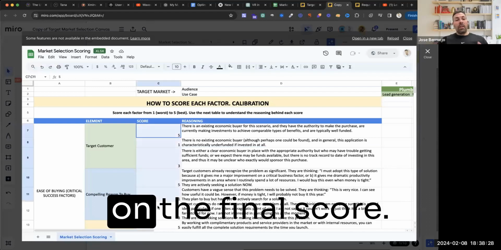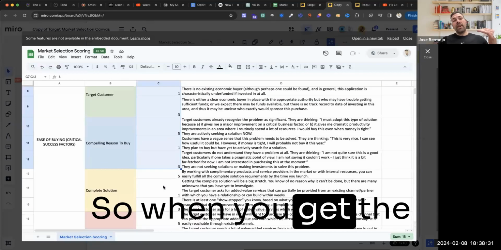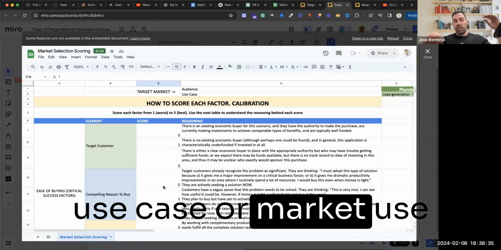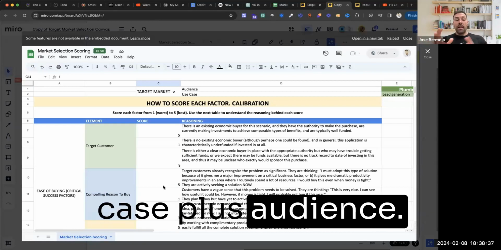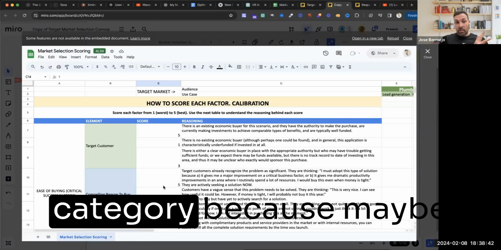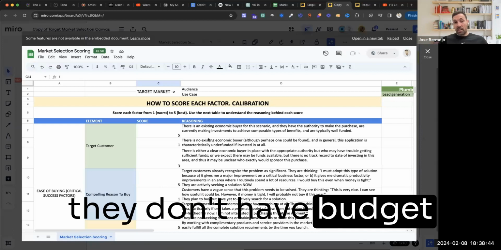It will all depend on the final score. When you get the final score, you will say, okay, this is my top use case or market, use case plus audience. And then with that use case or audience, you will say, okay, I am creating a category because maybe they don't have budget and there is no authority.